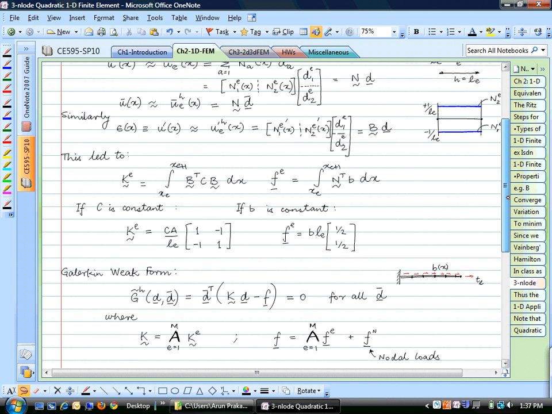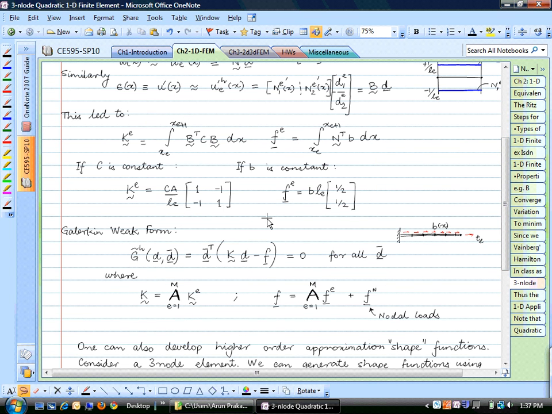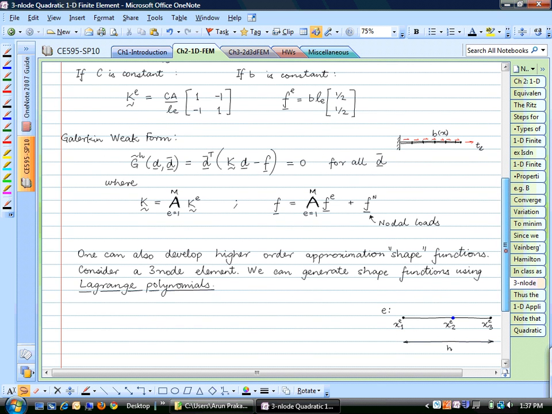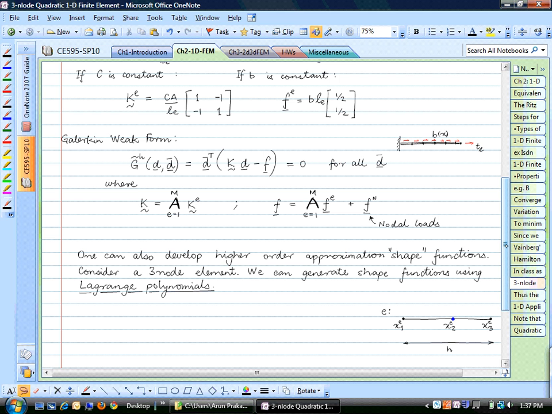Once you have these element stiffness matrices, you can just go on and assemble them, and assembly was just adding the terms in the correct degrees of freedom. If you assemble them, and finally add on any extra nodal loads, you would be solving this equation, this parenthesis equation in the middle, to be equal to 0. So that was what we did before using two-node linear finite elements.